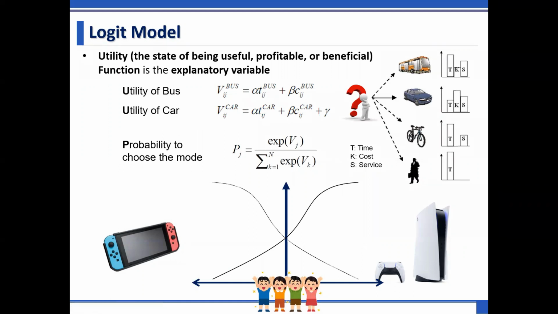so-called explanatory variables, exponential values of the utility functions, and all modes utility functions. This is the formulation of the probability to choose the modes. It's not only for the so-called mode choice only.